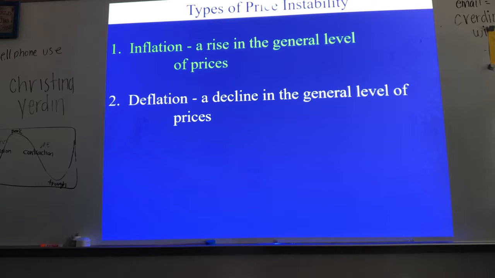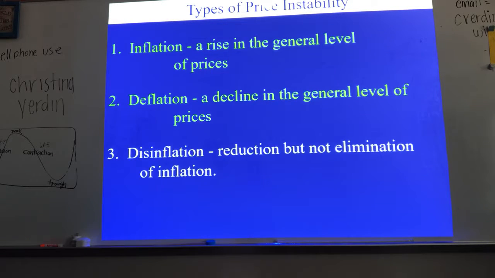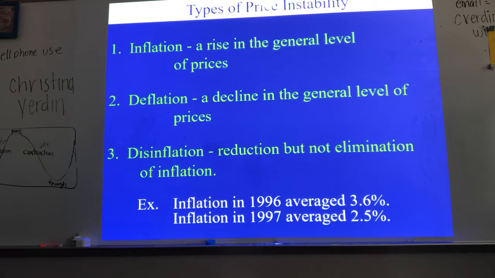Okay, there's deflation, a decline in the general level of prices. Do we see that often? No. In the Depression, yes. But oftentimes our economy is always going up, so we're always going to see a general rise of inflation. Last is disinflation, where there was inflation, but it's not completely eliminated. Inflation in 1996 was about 3.6%, and then in 1997 it went down. So that was a little bit of disinflation, okay?